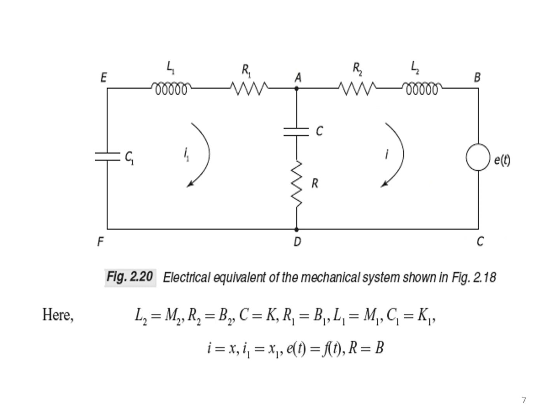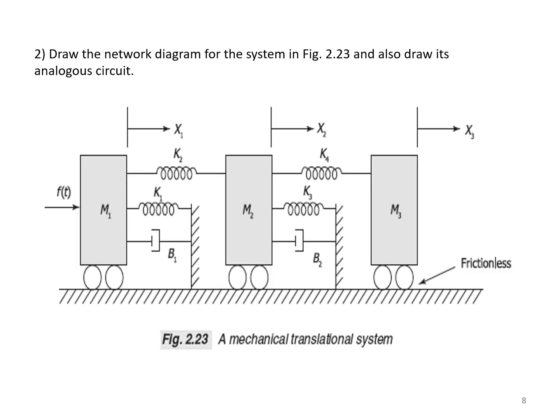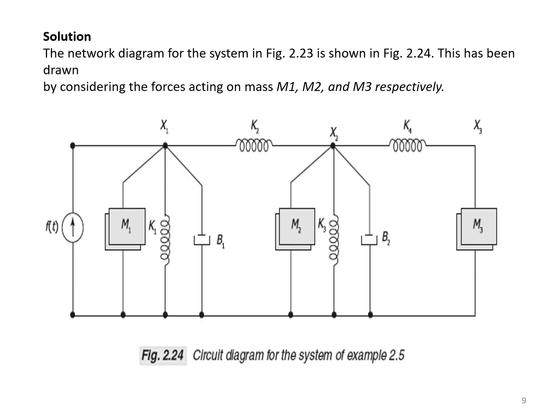Now let's take one more example. Here one mechanical system is given for which you need to write the analogous circuits. We have three masses M1, M2 and M3, springs K1, K2, K3 and K4, and dashpots B1 and B2. Here the wheel indicates that it is frictionless, so we are not considering any friction. Marking the direction of the displacement in the direction of the applied force, we have three displacements, that is x1, x2 and x3. Now we shall draw the analogous circuit for this particular mechanical system.